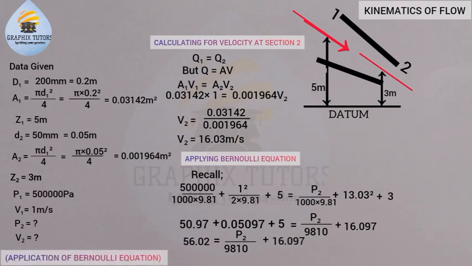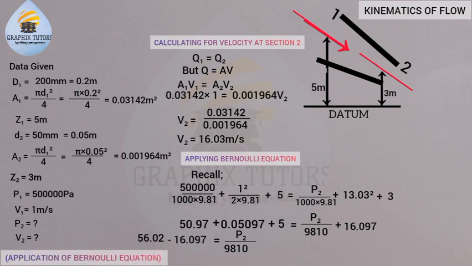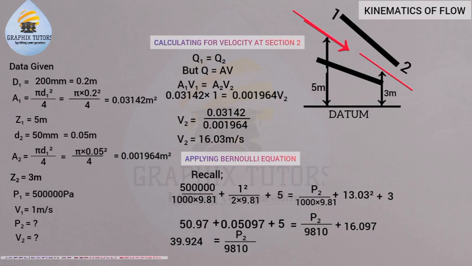Now, if I take the 16.097 to the other side of the equal sign, I'll be having 56.02 minus 16.097. The sign will change to minus because it's crossing the equal sign to the other side. Equals P2 over 9810, right? Now, when you subtract 16.097 from 56.02, you'll be left with 39.924, right? Equals P2 over 9810.